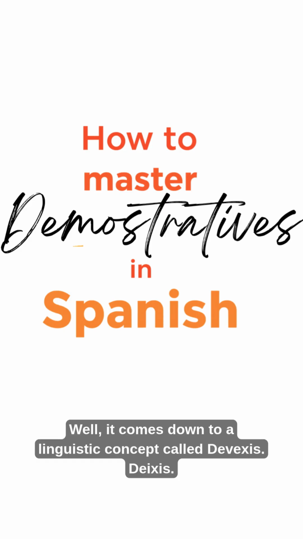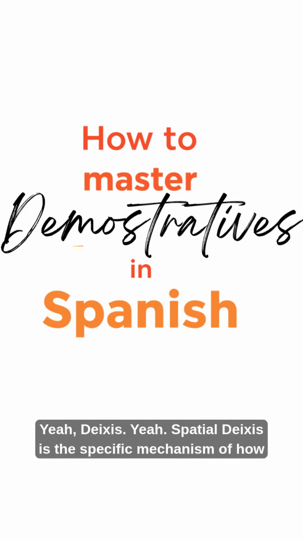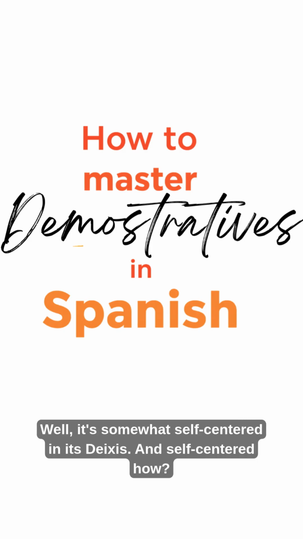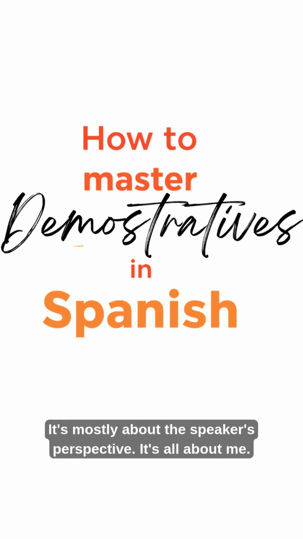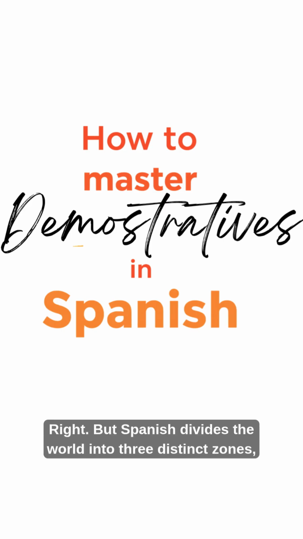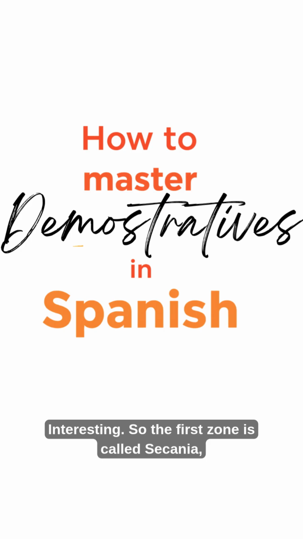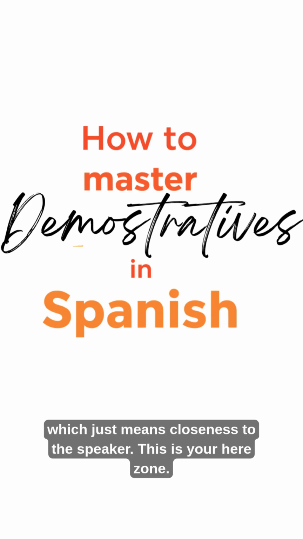Well, it comes down to a linguistic concept called deixis. Spatial deixis is the specific mechanism of how we anchor ourselves in the physical world using language. English is somewhat self-centered in its deixis. It's mostly about the speaker's perspective. It's all about me. But Spanish divides the world into three distinct zones, which forces the speaker to be highly aware of the social dynamic.